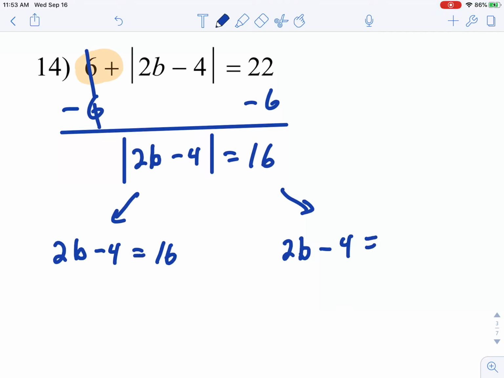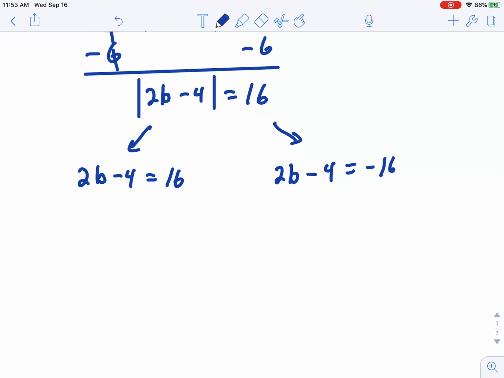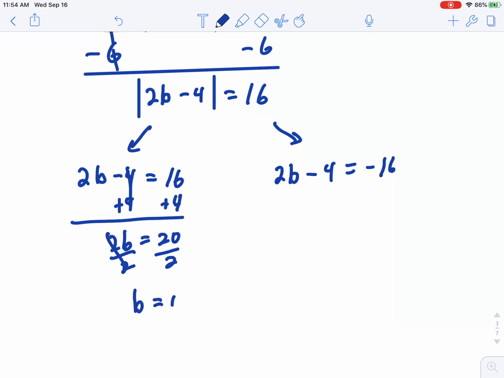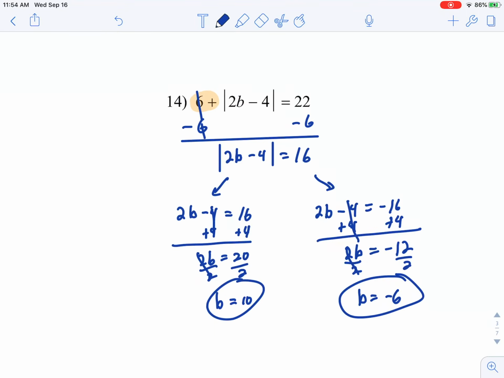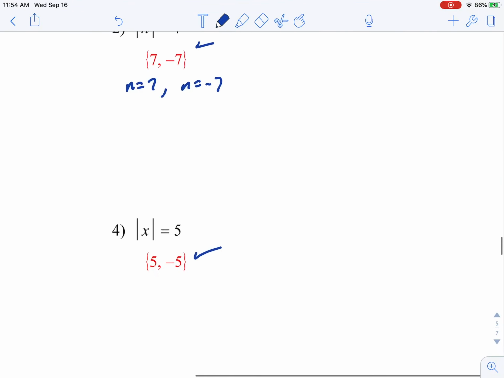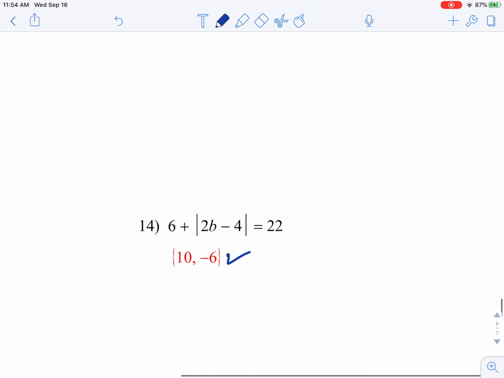Okay, so anyway, on one side you set it equal to 16, the other side negative 16, and then you have to solve both of these. Now this is going to be a little more work. So add 4, 2b equals 20, then divide by 2, b equals 10. Over here, add 4, 2b equals negative 12, divide by 2, negative 12 divided by 2 is negative 6. So the two answers should be 10 and negative 6. Let me check number 14. 10 and negative 6 right there.